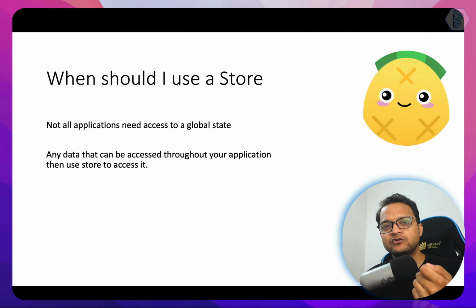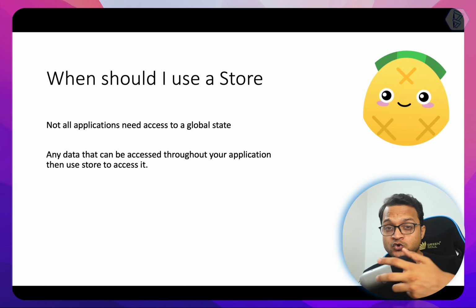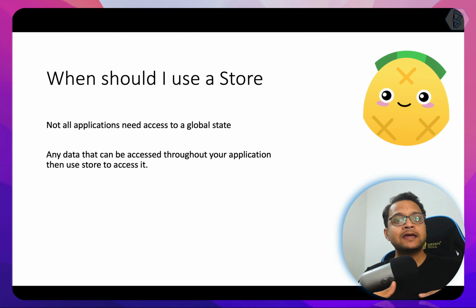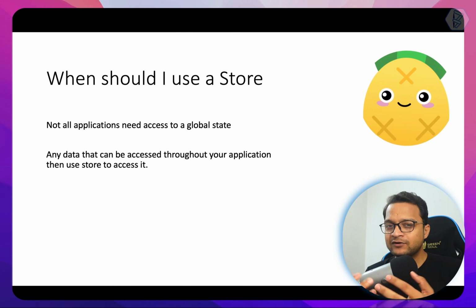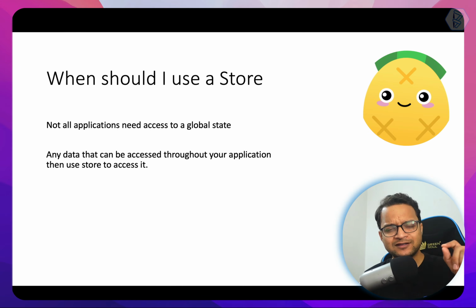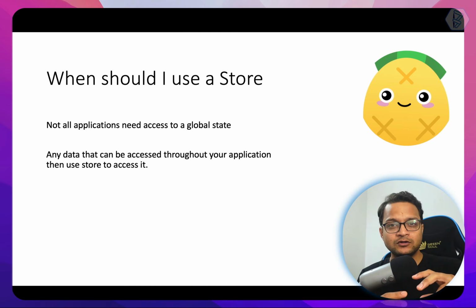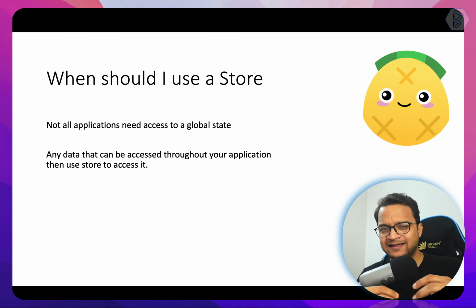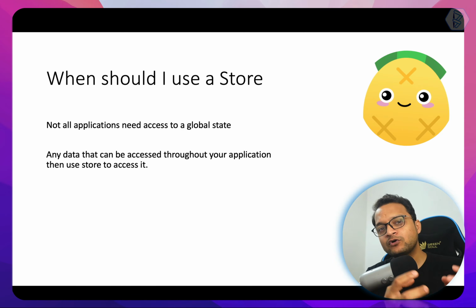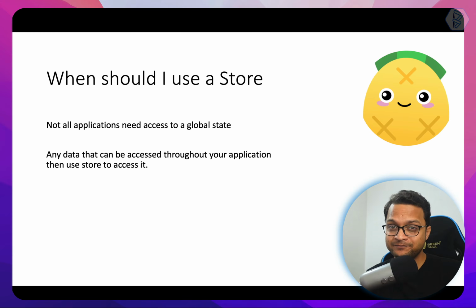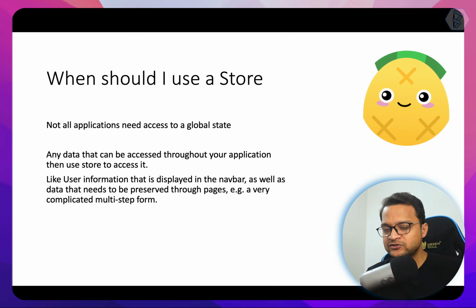Any data that can be accessible throughout your application, you can use the store to access it. Basically, if you have any data or function that you want to be available in any of your components inside Vue.js, use the store. For example, if you want to know if the user is logged in or not, you want that information in all of your project, every component. So you can hold that information in your store. Like user information, as I said, as well as the data that needs to be preserved throughout the pages, like a multi-step form.